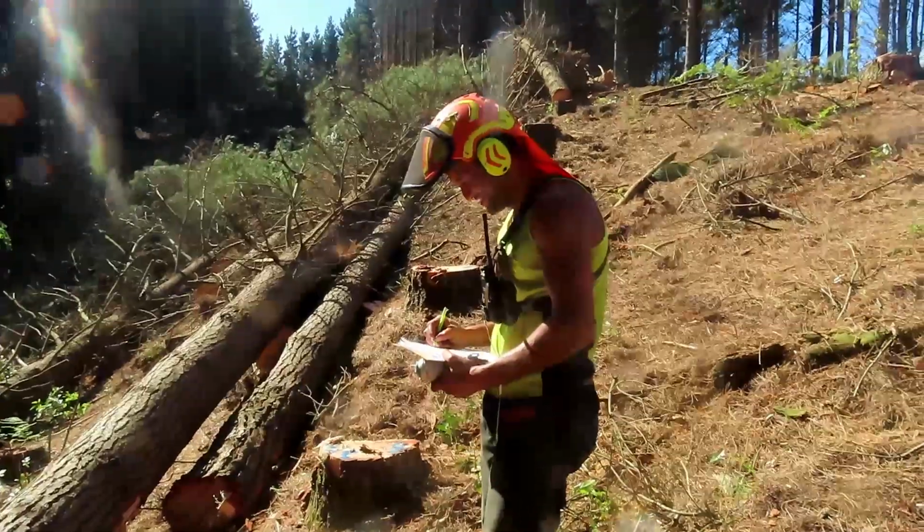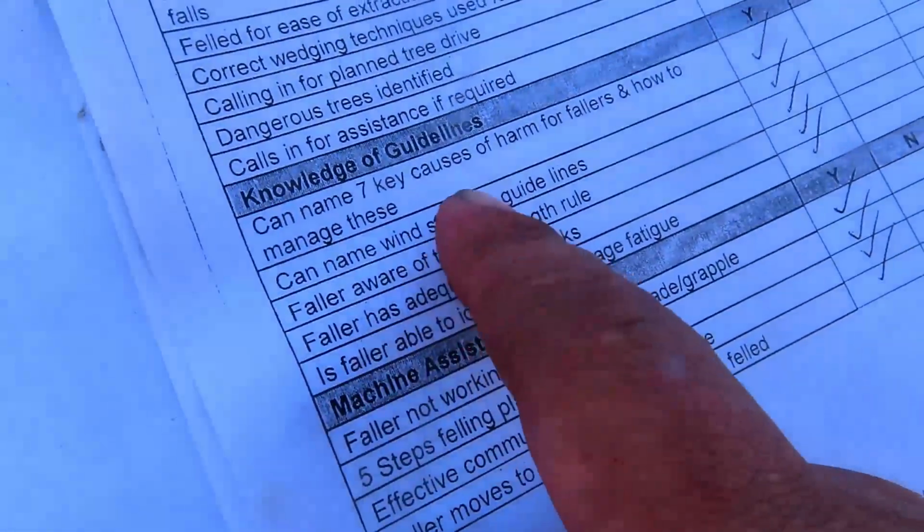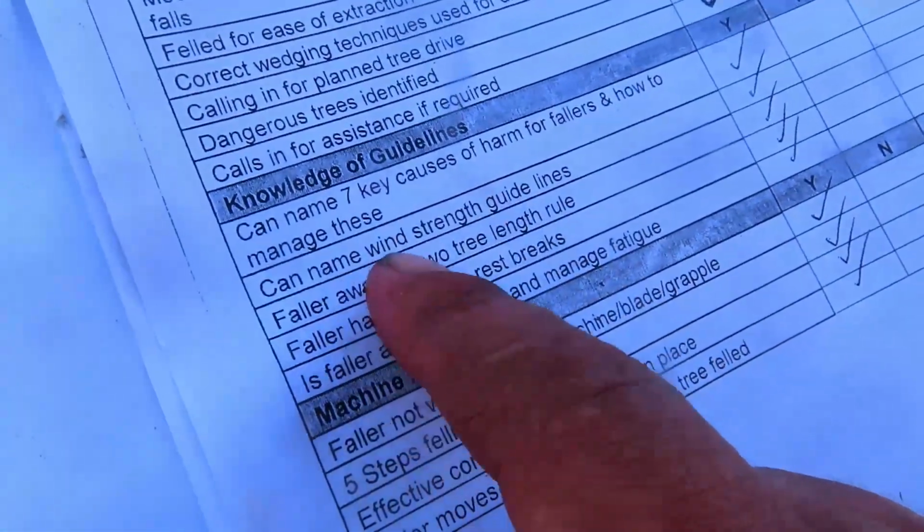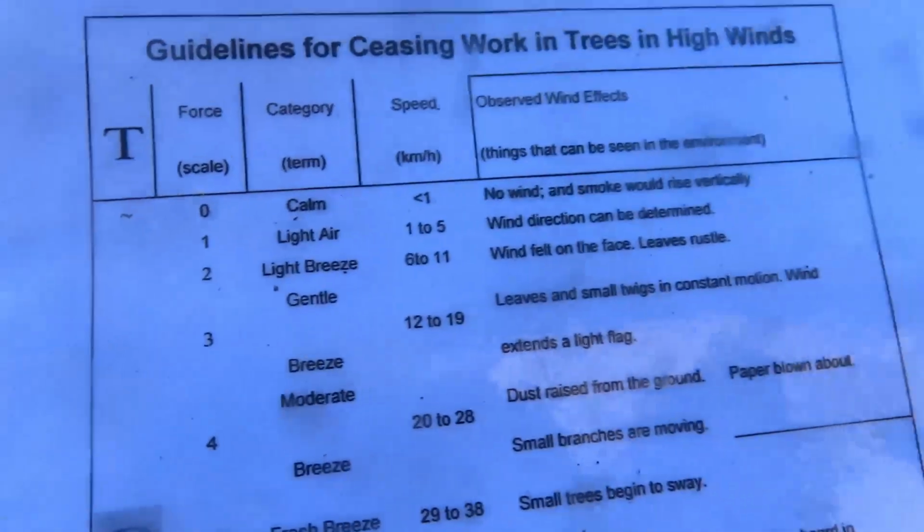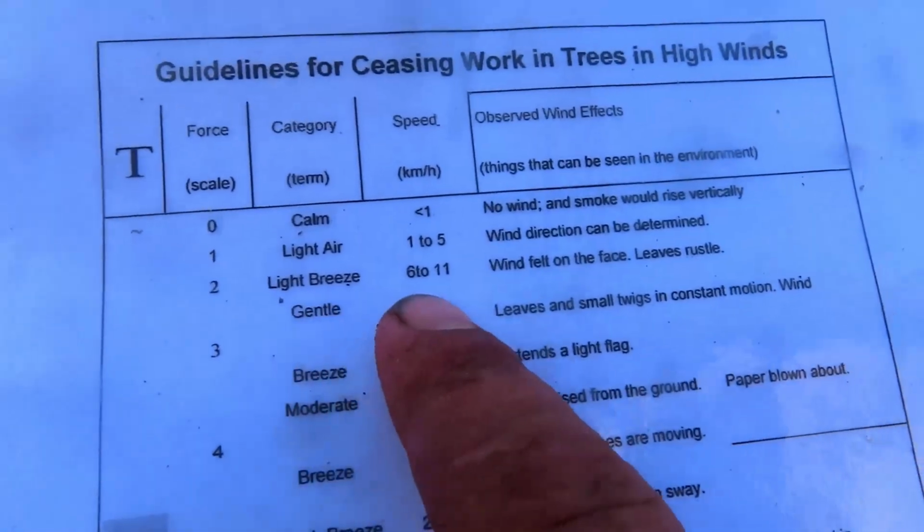Let's go, baby. No pressure. So we've got our 7 key causes of harm. Nate's going to ask me that. Wind strength guidelines. So at the moment we've got a bit of a light breeze, 6 to 11 we reckon. A little tiny bit of movement up there. Roger.